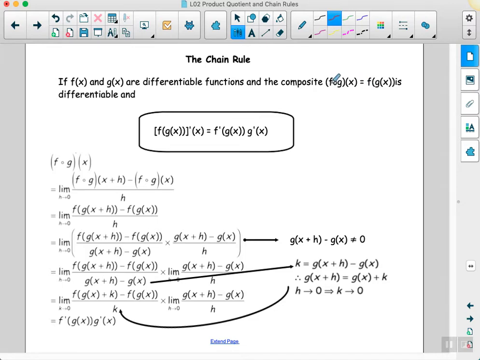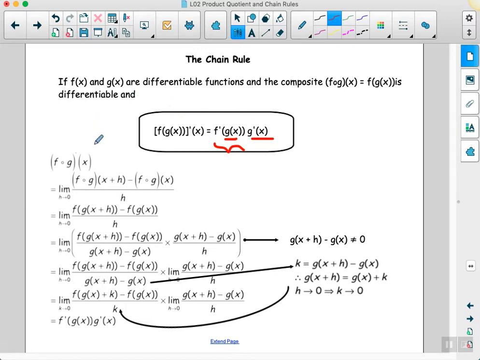So if we have a composition of functions, f at g at x, and I want the derivative of that, it would be f prime at g at x times g prime at x. In class, I was in the habit of saying, take the derivative of the mother, leave the baby alone, times the derivative of the baby. Now, how can we prove that?